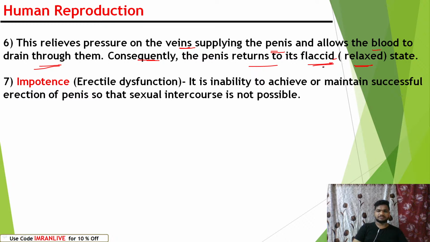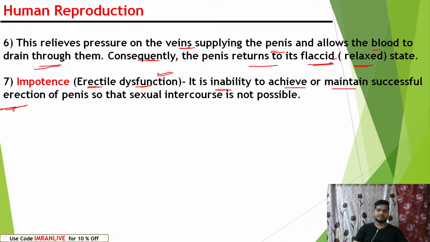And let's understand impotence. What is the meaning of impotence? Impotence is a state, that means erectile dysfunction, that means due to improper arrangement or improper development of the penis or improper development of the functions of the penis, the blood cannot be supplied through blood vessels. That means the penis in some humans cannot stretch in length. It is the inability to achieve or maintain a successful erection.